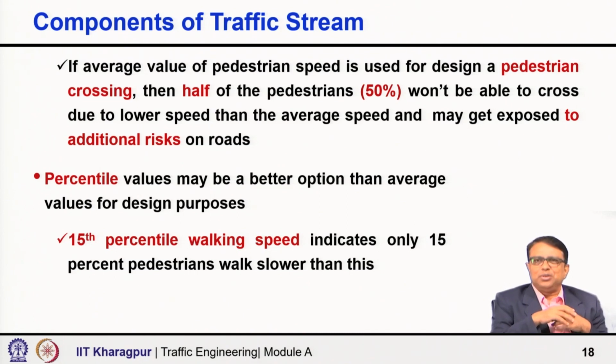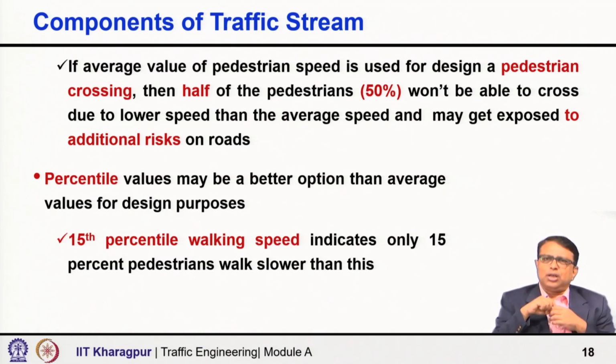We use percentile value. That means we cannot take the ever highest thing, right, or the ever lowest thing as appropriate, but we take a suitable percentile value. What does it mean? A suitable percentile means the value which will satisfy the requirement of most of the users under most operating conditions. Say, for example, 15th percentile walking speed, it means only 15% of pedestrians may walk slower than what I am assuming. At least I am ensuring 85% of the people will definitely have walking speed higher than this, right.